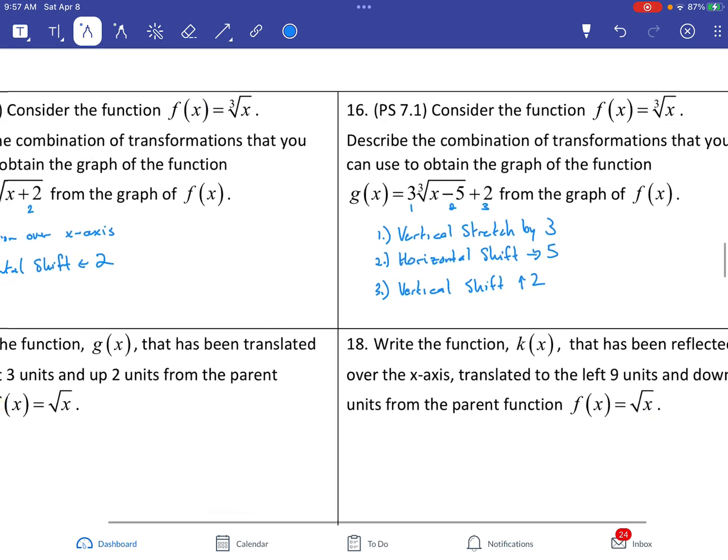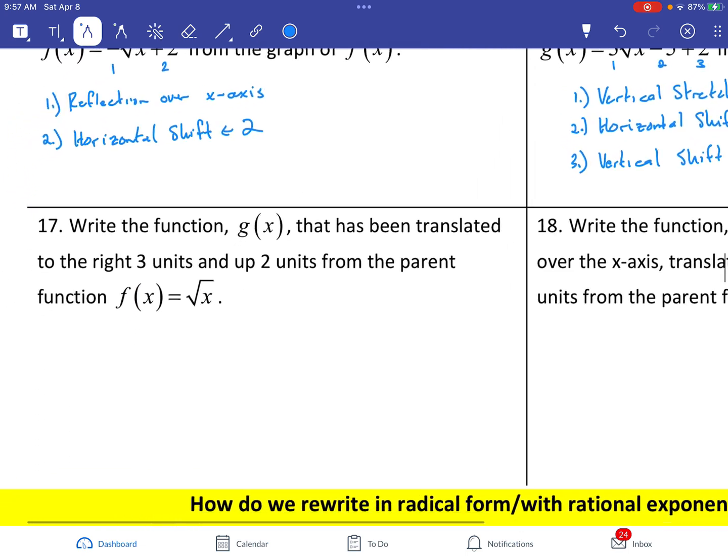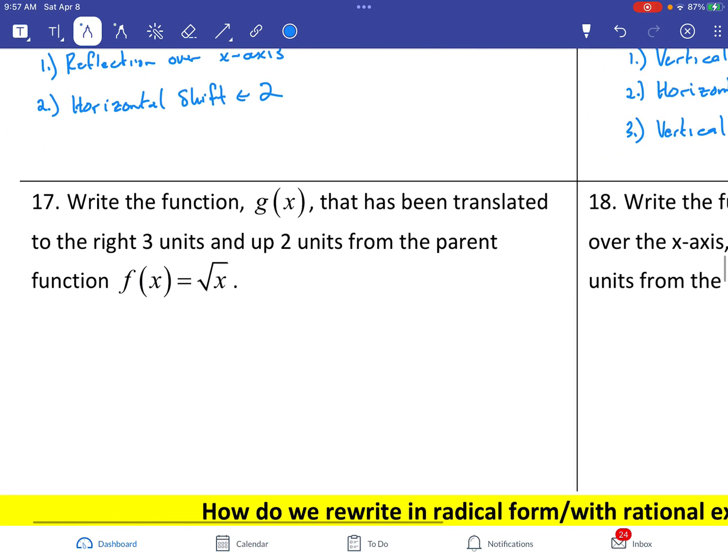Okay. The next 2 problems are writing the transformations onto the function. So we have 2 things that are happening. We're going to the right by 3 units, which is a horizontal shift. We're going up by 2 units, which is a vertical shift. So to write this, we're going to write g of x is equal to, there's actually two answers that would both be fine. I'm going to show you the first one.